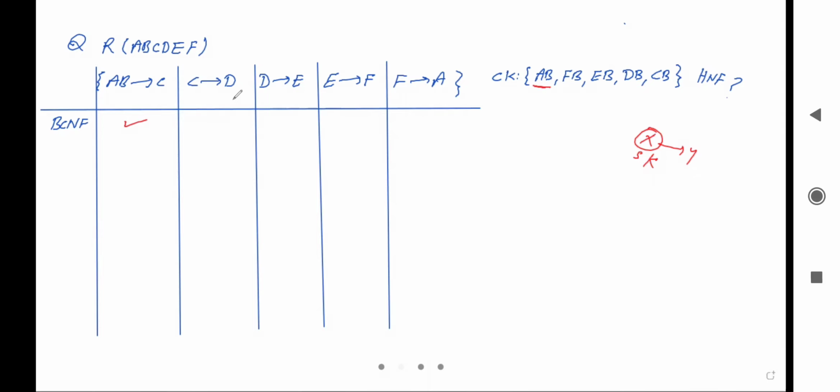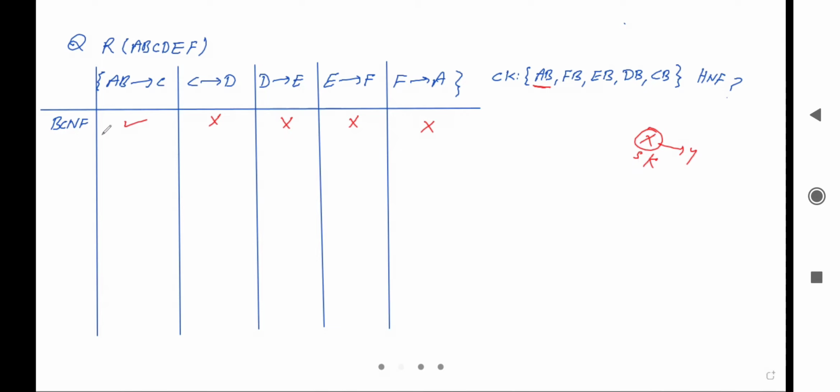Okay, what about C goes to D? C is not a super key. It means it is not in BCNF, right? So एक भी FD अगर BCNF में नहीं है तो क्या कहेंगे, ओवरऑल इट इज नॉट इन BCNF, राइट. बट प्रैक्टिस के लिए कर लेते हैं. D goes to E. D is not a super key, not BCNF. And F also is not a super key.